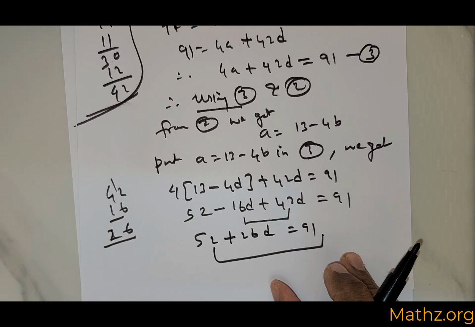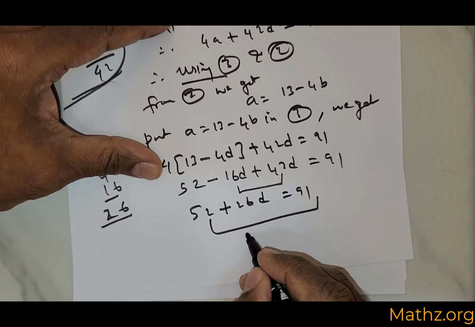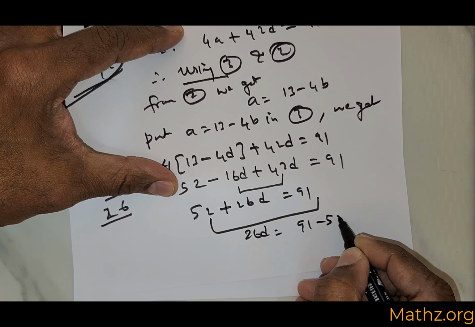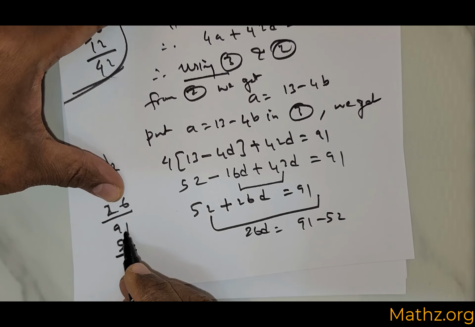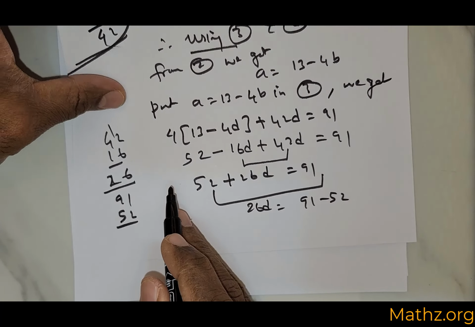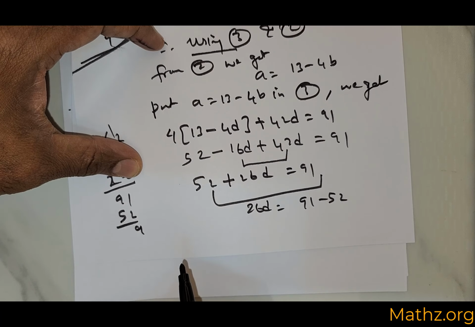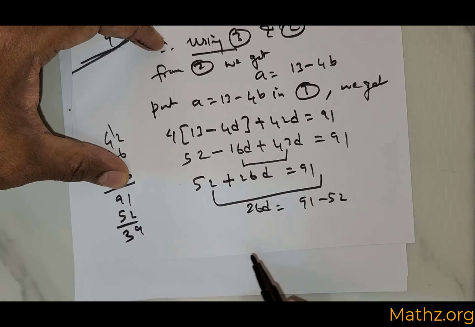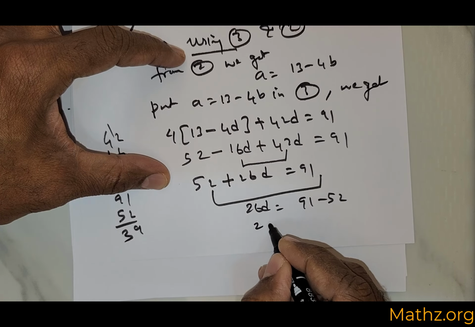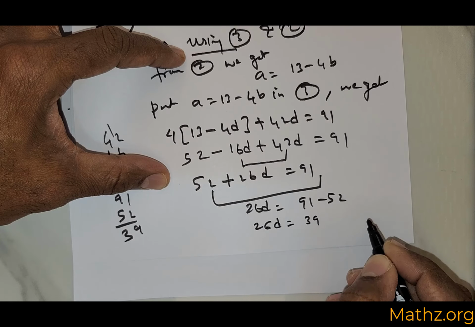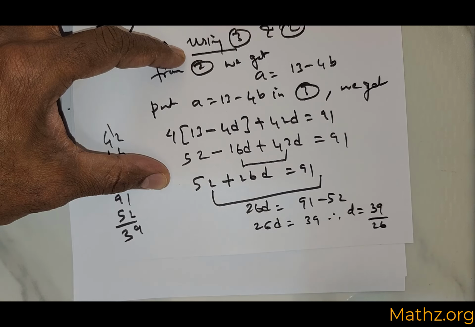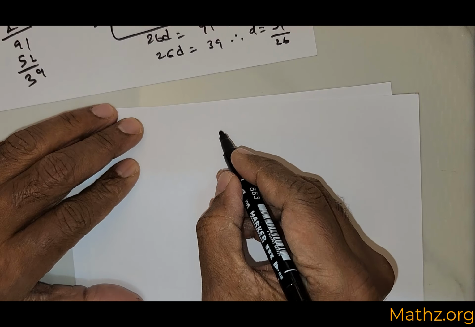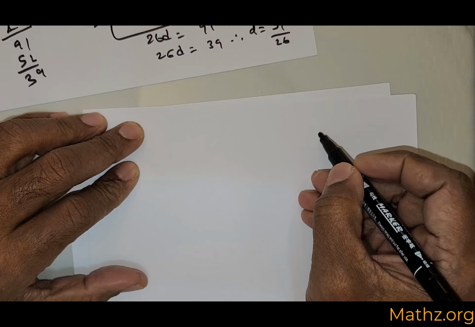Take this to the other side. So if you were to do that, you got 58d is equal to 91 minus 52. And you subtract that, 91 minus 52 gives you 39. Right, so you have 58d is equal to 39. Therefore the value of d is what? 39 over 58. So you need to see if you can divide that. So let me go and divide.